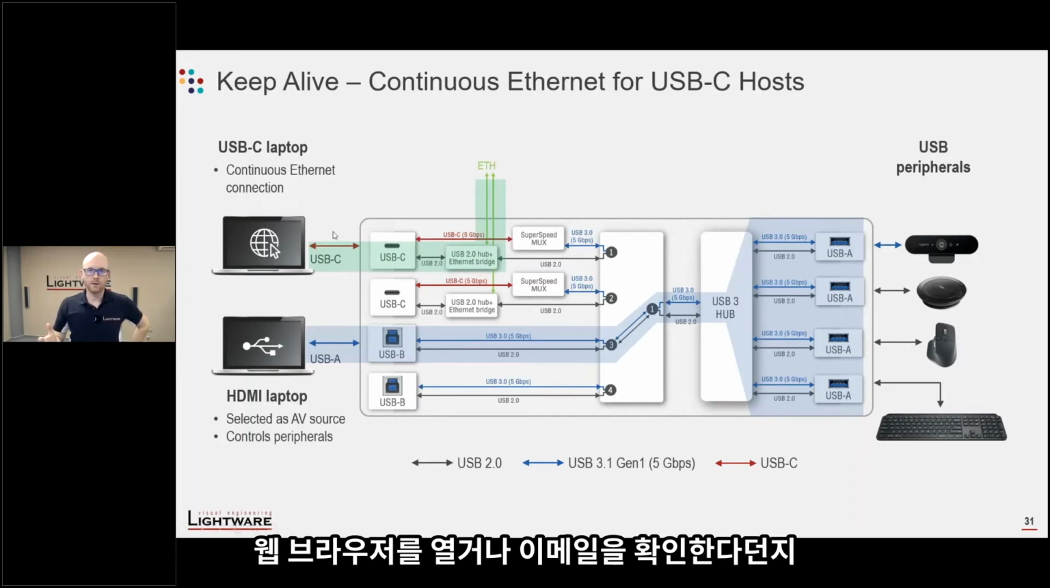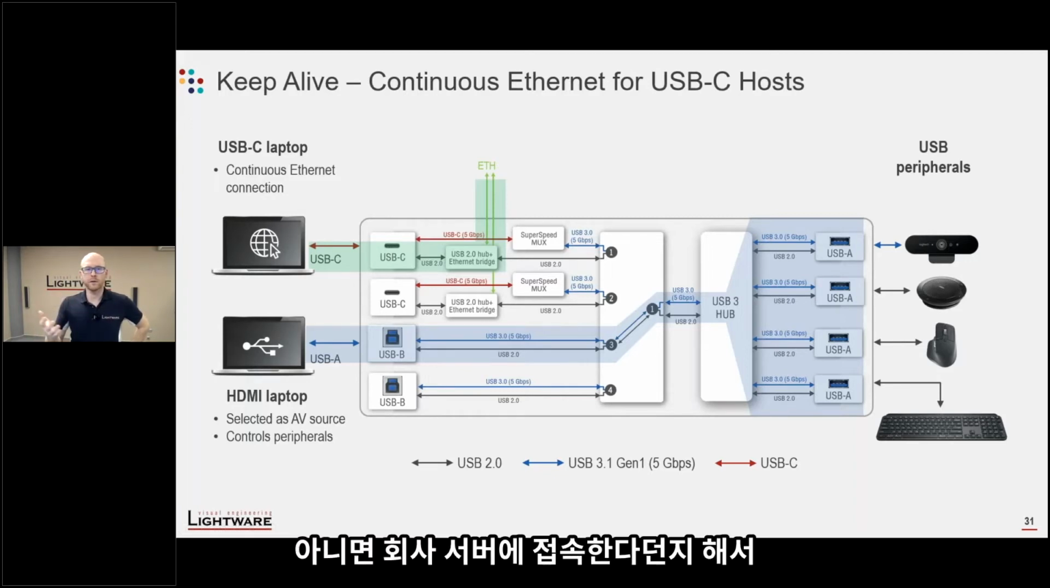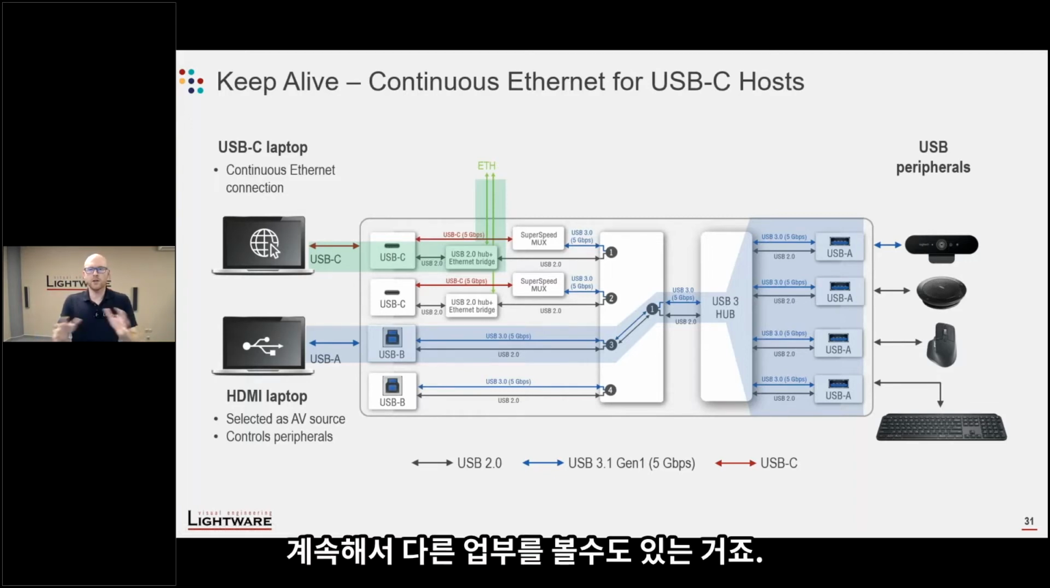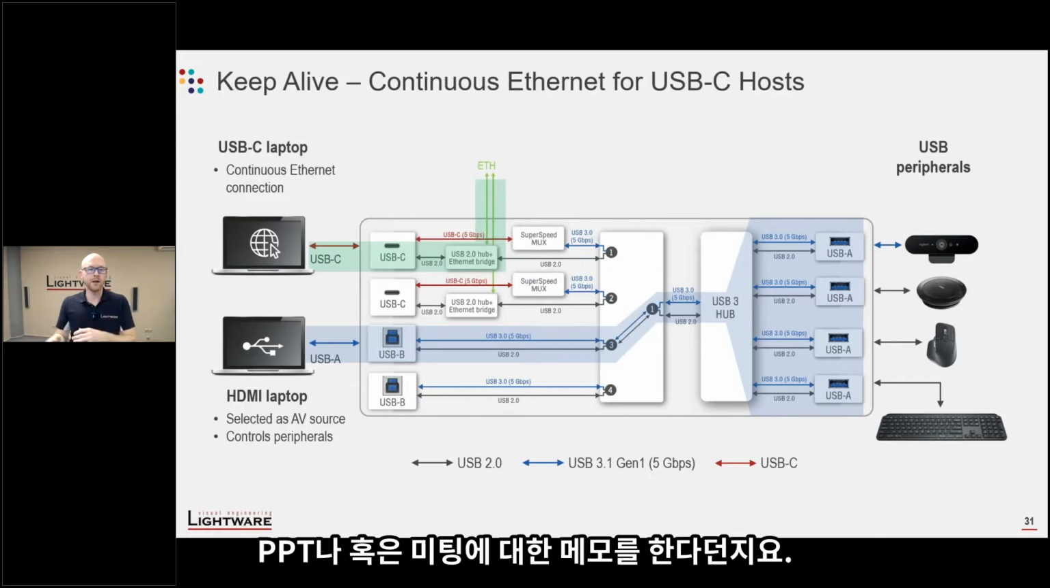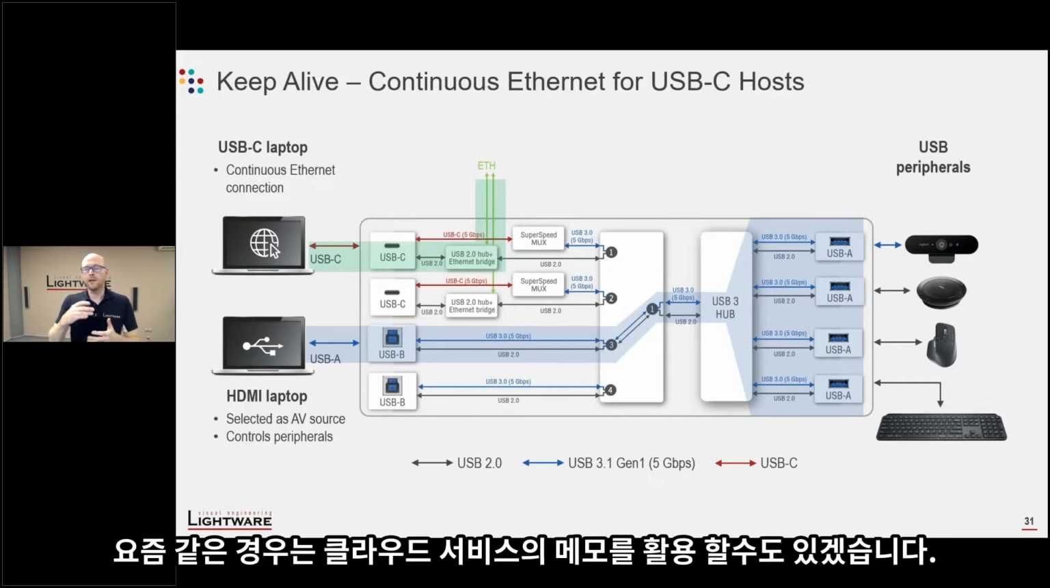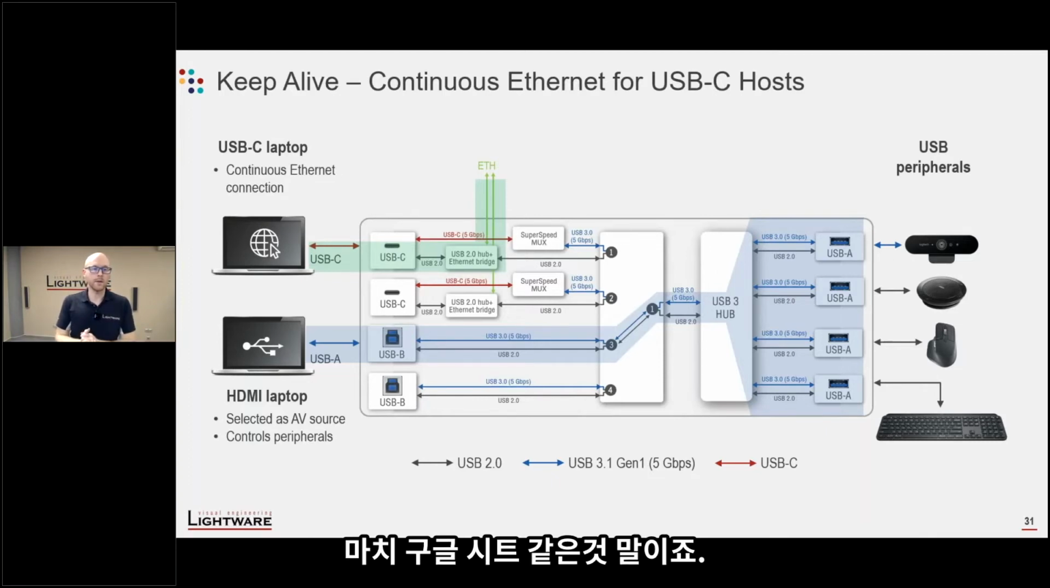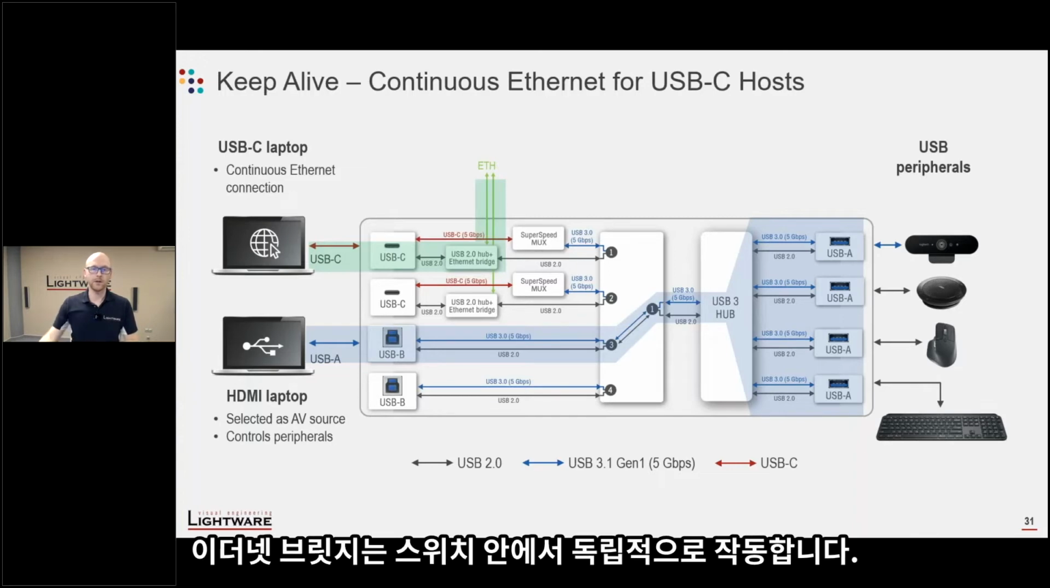He can browse, do his emails or look for files on company servers, or basically just do his job in the background. Maybe that's the person writing a memo of the meeting, and he's writing it in a cloud service, Google Sheet or something like that, so he's always connected. So the Ethernet bridge is independent of the host switch.